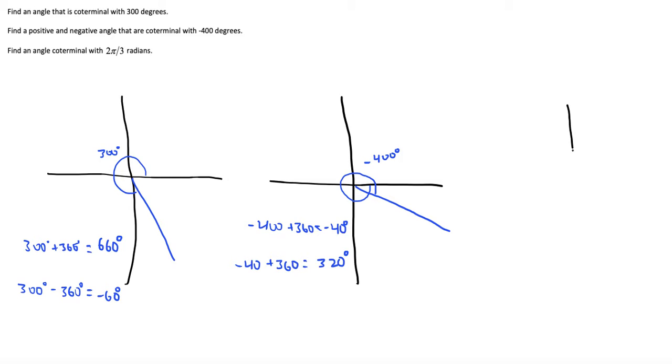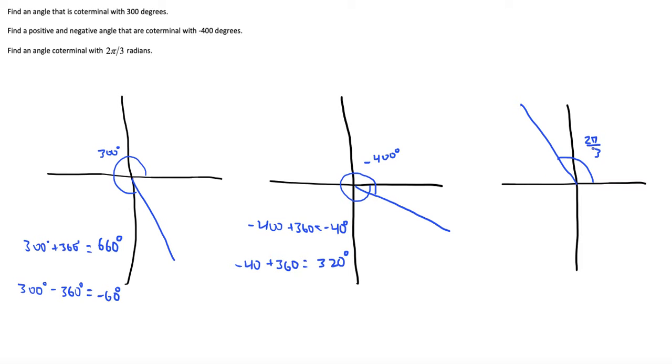All right, now the last one here is in radians. We got 2 pi over 3 radians. Okay, now 2 pi over 3 is going to be about over here. It's about 120 degrees, if you convert that. Okay, so we'll just eyeball it here, I guess. So this here would be 2 pi over 3.